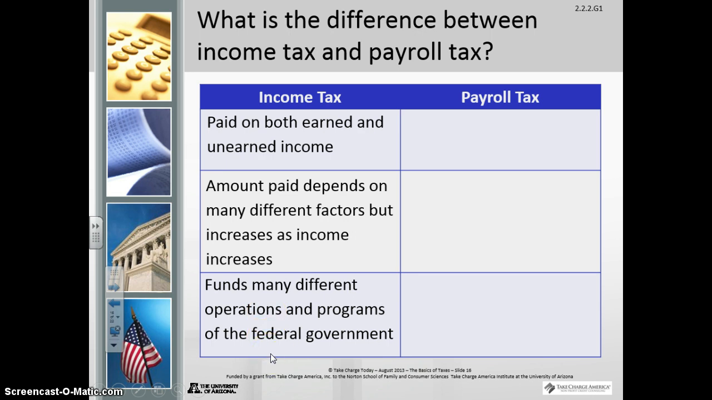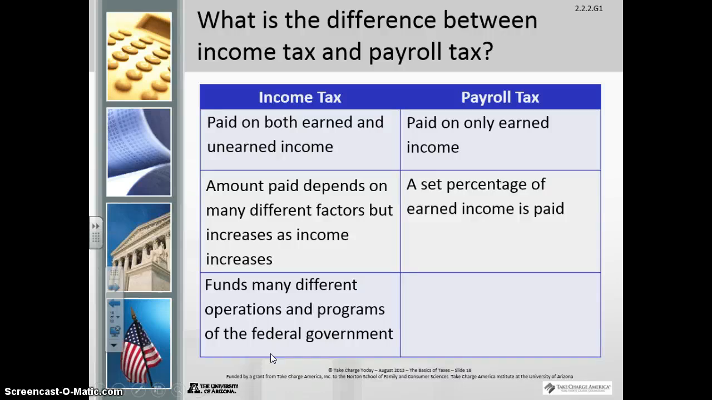Income tax funds many different operations and programs of the federal government. Payroll tax is paid on only earned income, not the unearned income. A set percentage of earned income is paid. Again, we know the percentages now. What is Social Security tax? Test yourself. Did you answer 6.2? What's Medicare? Did you answer 1.5? If you didn't, you need to review that.